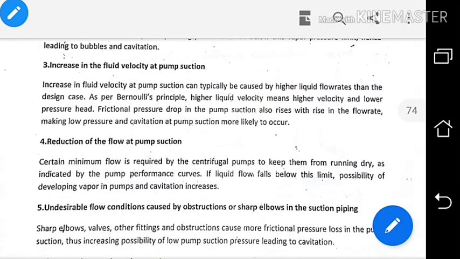Reduction of the flow at the pump suction. A certain minimum flow is required by the centrifugal pump to keep it from running dry, as indicated by the pump performance curve. If the liquid flows below this limit, the possibility of developing vapor in the pump and cavitation increases. If the flow is reduced, this is the same case as when the pump loses suction. So as the flow to the pump is reduced, the vapor pressure of that liquid will be less than the surrounding pump pressure, so the liquid will collapse.